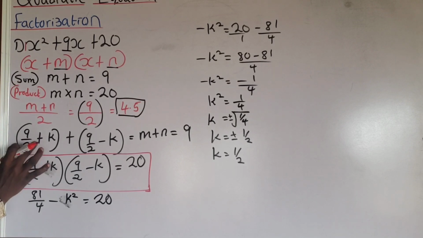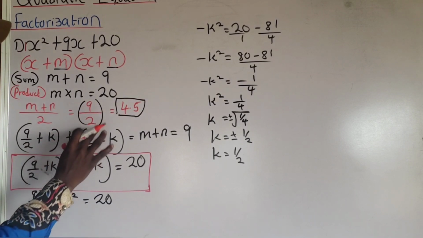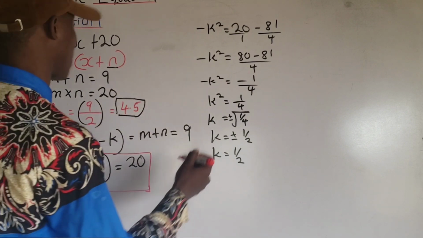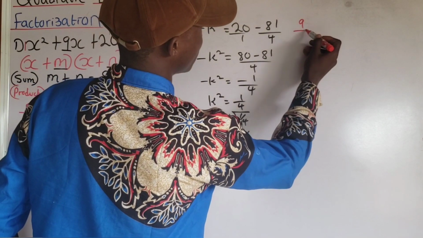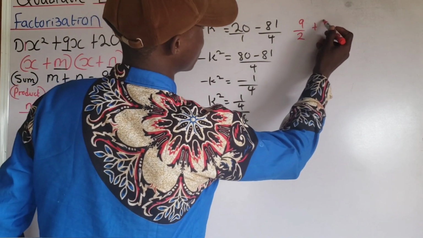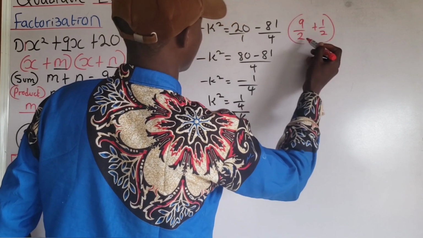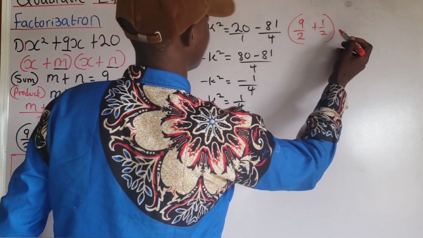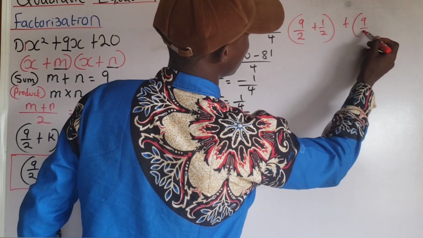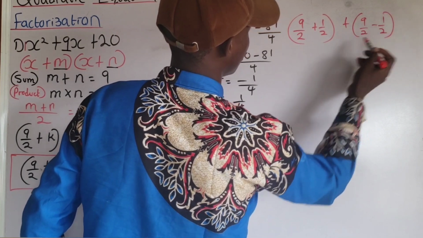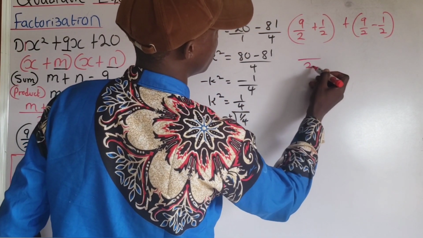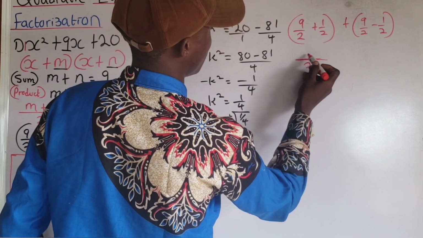Don't forget that the sum is what? 9 over 2 plus k plus 9 over 2 minus k. So here I'm going to have 9 over 2 plus 1 over 2, then I'm going to have 9 over 2 minus 1 over 2. Now here I'm going to have 2, 9 plus 1.